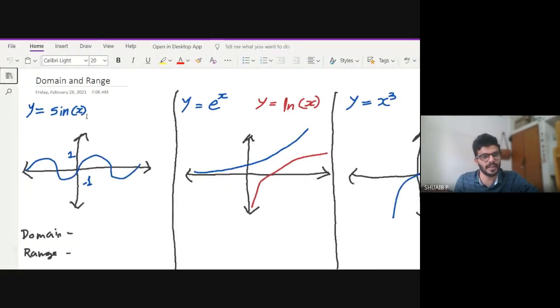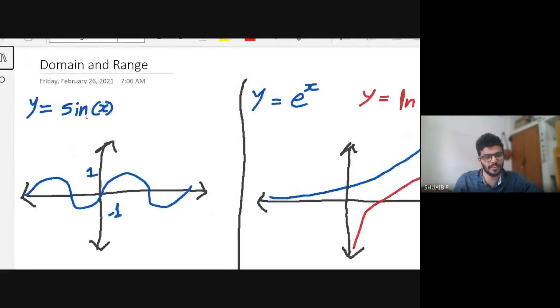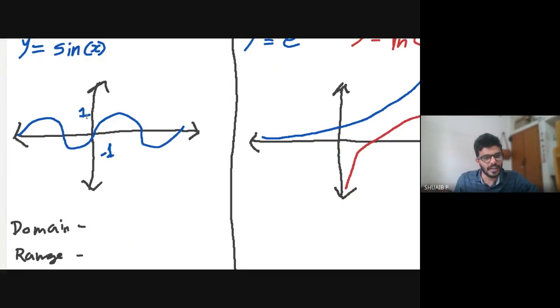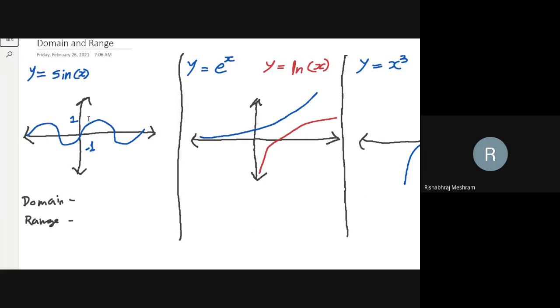So can people suggest what are the domains and ranges of all these different functions? First, we can see y is equal to sine of x. Can someone suggest what the domain would be? The domain is from -infinity to +infinity and the range is from -1 to 1. Yes, correct.